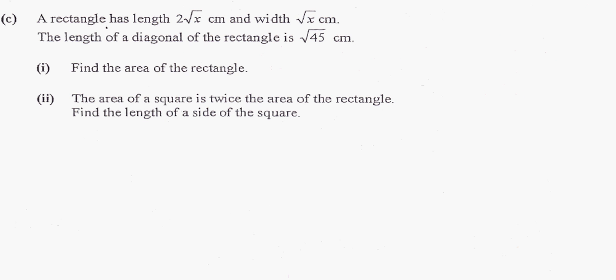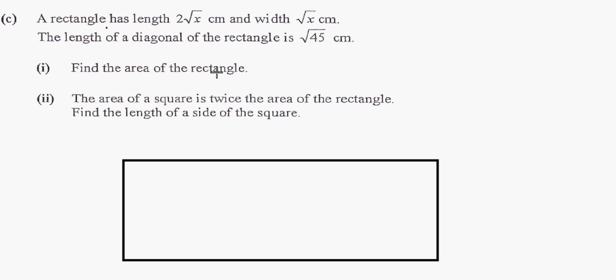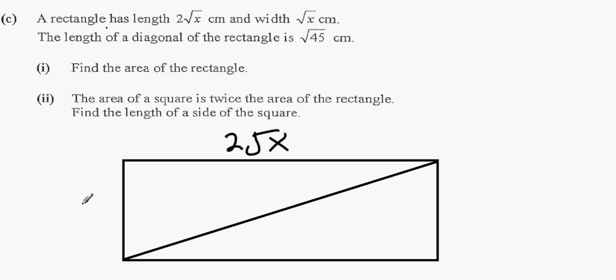Now, a rectangle has a length 2 root x centimeters and width root x centimeters. The length of the diagonal of the rectangle is root 45. So let's draw a quick diagram of what we're looking at here. Okay, so here's our rectangle. Here's our diagonal. And what we know is that the length is 2 root x, so 2 root x is here. Root x is the width. And we know from here to here is root 45. Now what we also know about rectangles is this is 90 degrees. So what we can do is use Pythagoras' theorem.